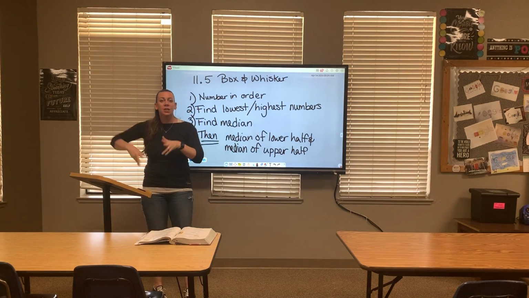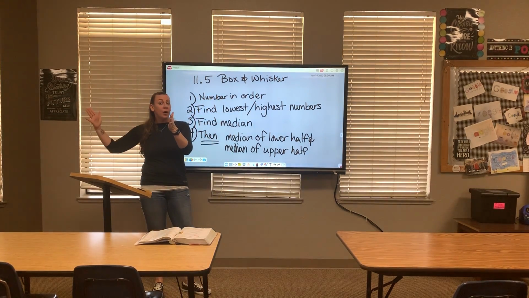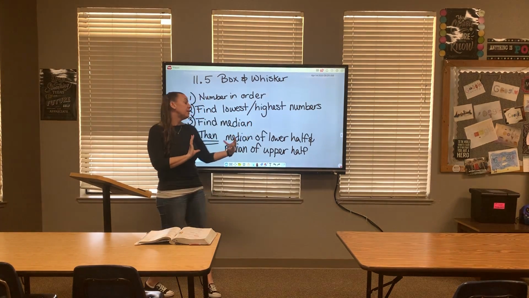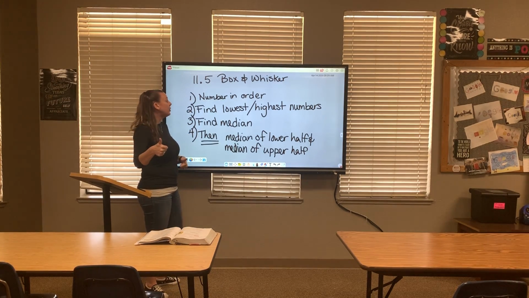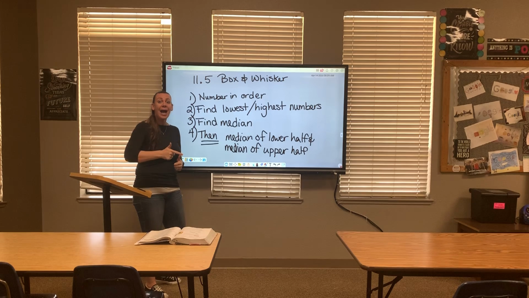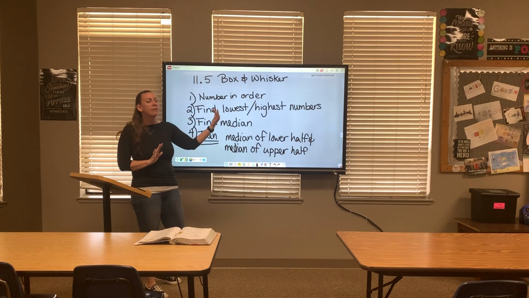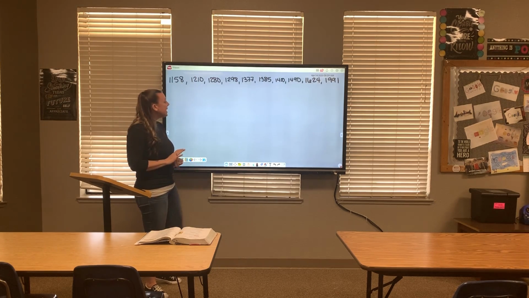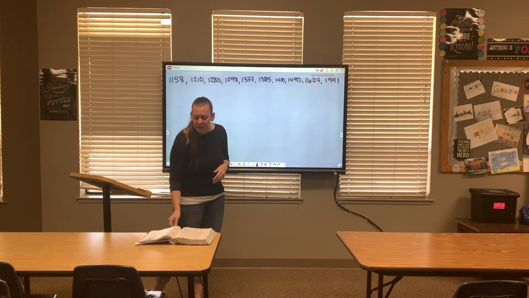Then once you have the median, you have the lowest, you have the highest, you have the median. Then you're going to look at the lower half of the information and find the median of that. And then look at the upper half and find the median of that. So I want you to write these steps down: number your information in order, find the lowest and the highest numbers, find your median, and then look at the lower half, find that median, look at the upper half, find that median.